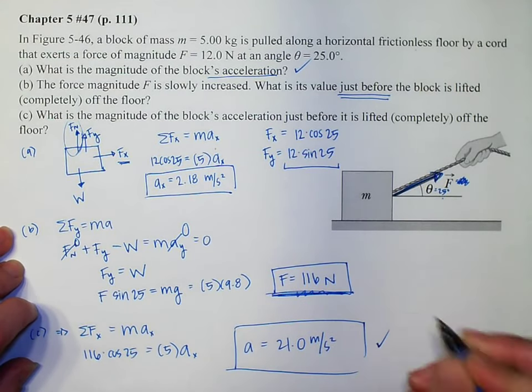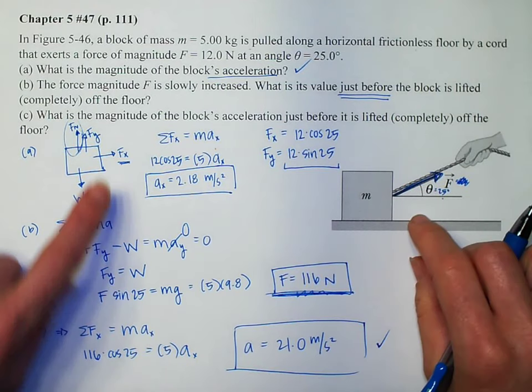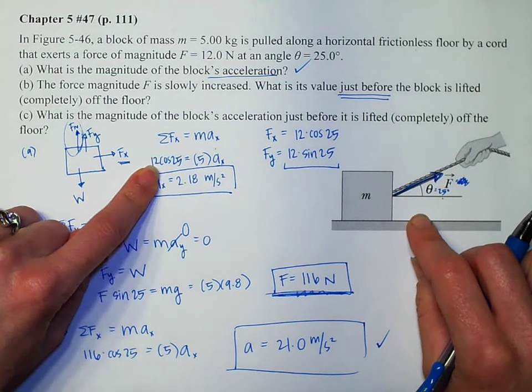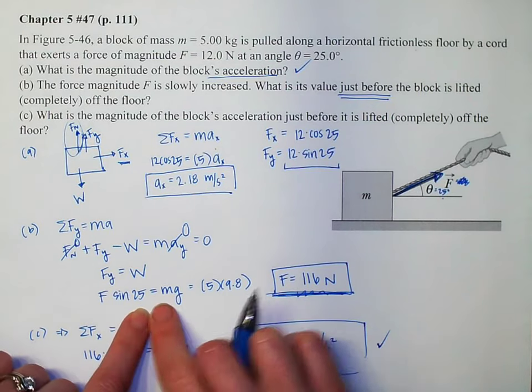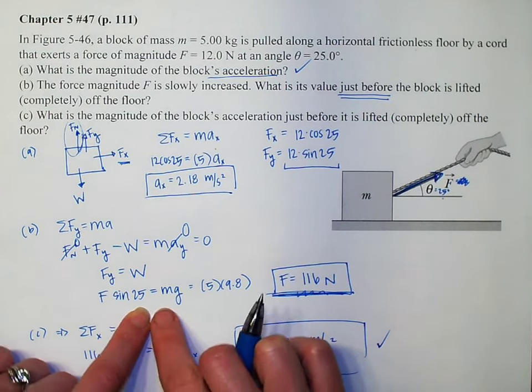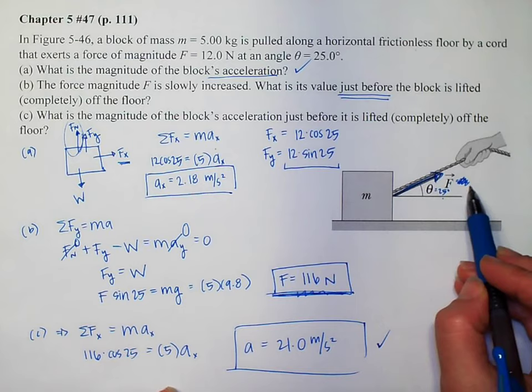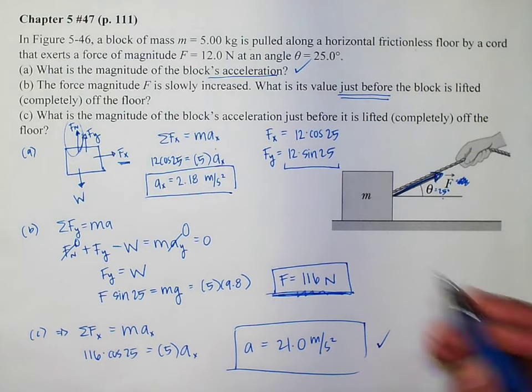So a couple quick tips here. Make sure that if you have a force at an angle, break it into components. And then, of course, make sure that when you have new information, get rid of your old things so you don't accidentally plug in your old pieces of information. And we're done.